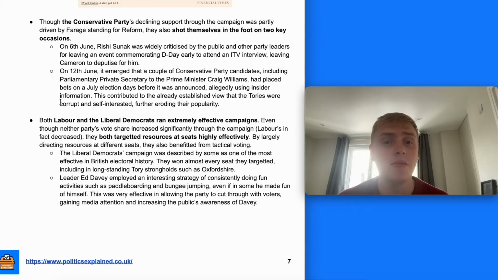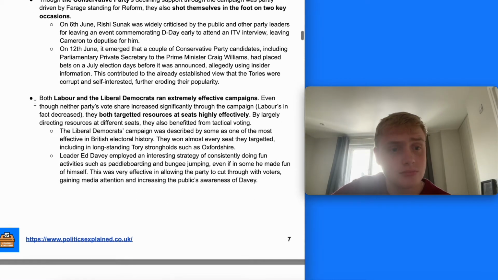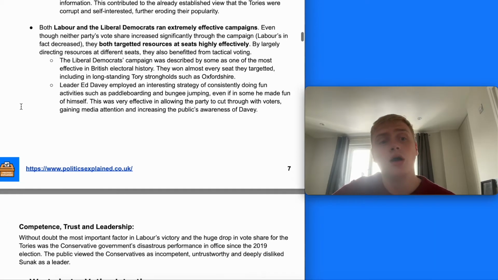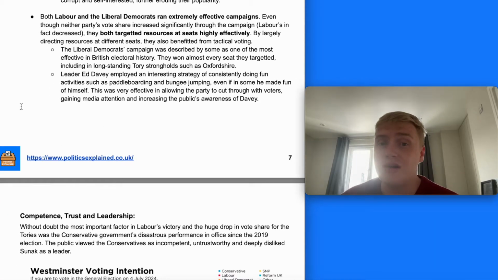On the 12th of June, it emerged that a couple of Conservative Party candidates, including Parliamentary Private Secretary to the PM Craig Williams, had placed bets on a July election days before it was announced, allegedly using insider information. And this contributed to the already well-established, over the past 5 years, view that the Tories were corrupt and self-interested, further eroding their popularity. And it must be said that also Labour and the Lib Dems ran extremely effective campaigns.